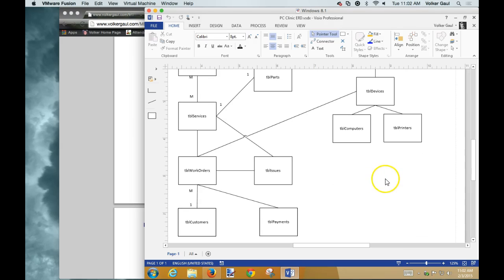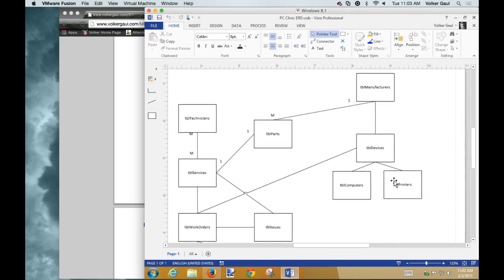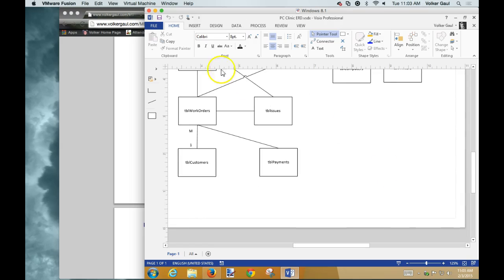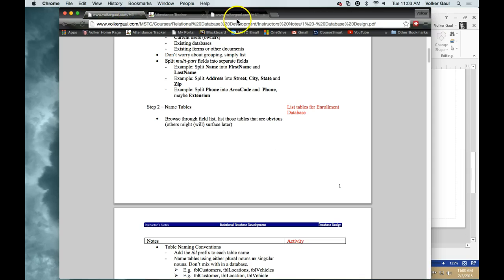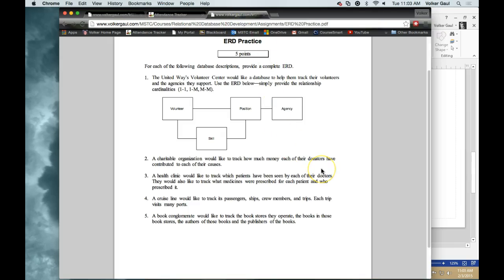Phew, that was fairly complicated. But not terribly complicated, so that's a nice example to start with. Then I asked you to take a look at, or at least start taking a look at, this homework assignment, the ERD practice assignment.